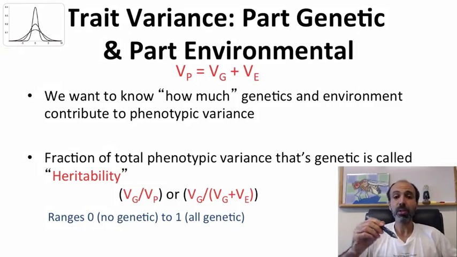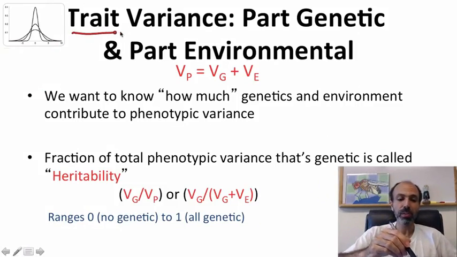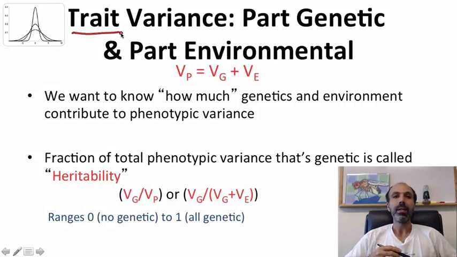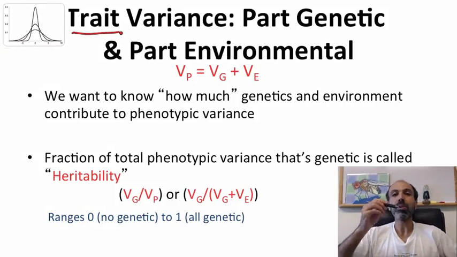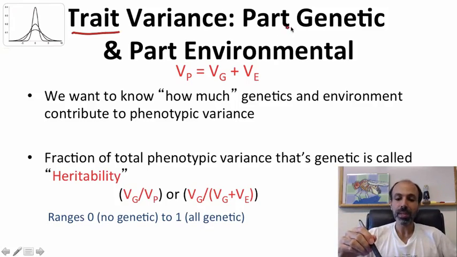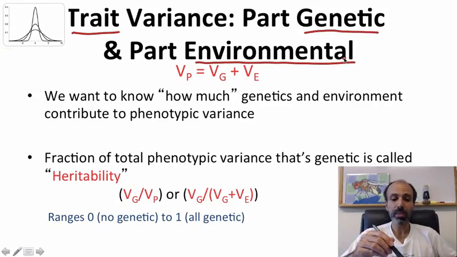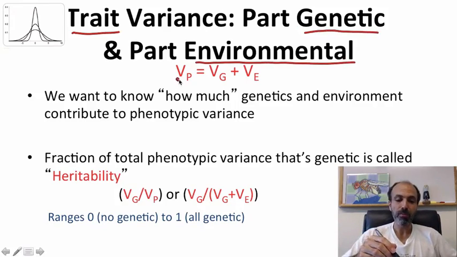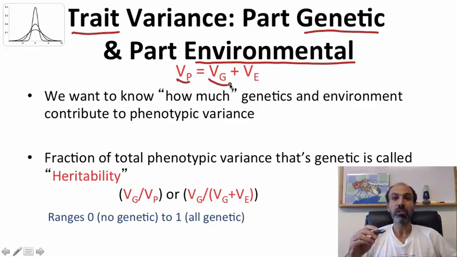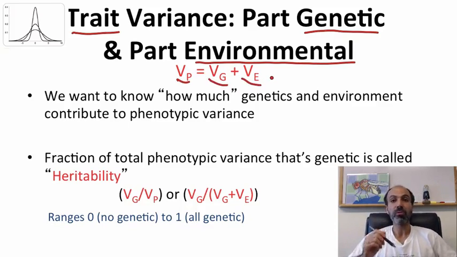Now, the trait variance we're interested in, so this is any trait you could be looking at, such as height, eye color, anything that you can quantify in some way, has some genetic fraction and some environmental fraction. And we can symbolize this with a very simple formula. Vp, which is the phenotypic variance, is equal to Vg, that's the fraction of the phenotypic variance that is genetic, plus Ve, which is the fraction of the phenotypic variance that comes from the environment.